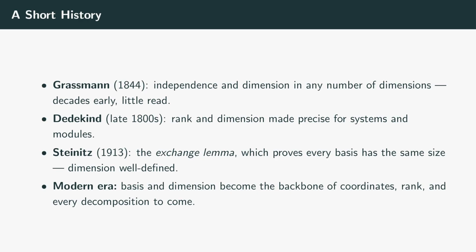Then, in 1913, Ernst Steinitz proved the decisive technical result, the exchange lemma, the careful argument that lets you swap basis vectors one at a time and concludes that every basis of a space must have the same number of elements. That lemma is exactly what makes dimension well defined. From there, basis and dimension became the backbone of the subject. Coordinates, rank, and every matrix decomposition still to come all rest on the fact that a space has one honest size. Next, we turn that machinery on matrices themselves.